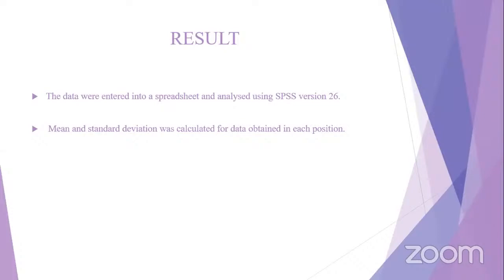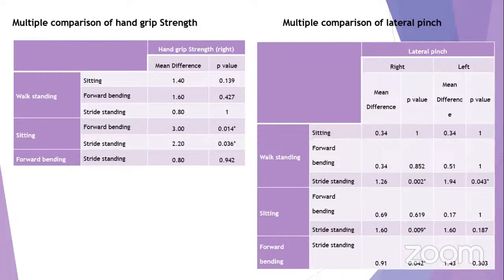So the data was entered into a spreadsheet and analyzed using SPSS version 26, and mean and standard deviation were calculated for data obtained in each position. As you can see in the first table, multiple comparison of hand grip strength was done. The Bonferroni test was used for multiple comparison of hand grip strength in the right hand. Sitting position was seen to be better. As you can see, the p-value is less than 0.05 for hand grip strength on the right side, followed by side standing.